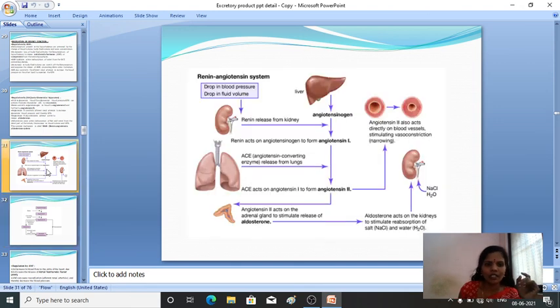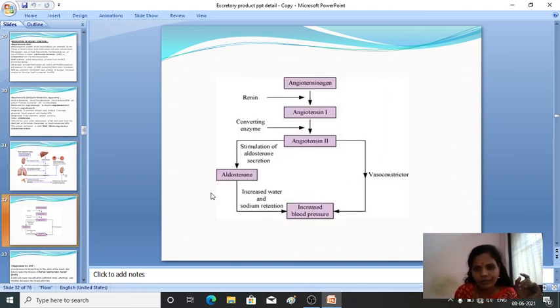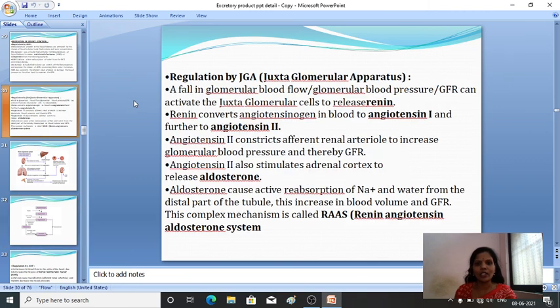This is the same only. Simple. Angiotensin 2 also stimulates the aldosterone and it increases water and sodium retention. It increases the blood pressure and also brings about vasoconstriction. Is this clear? That is the regulation of the juxtaglomerular apparatus.